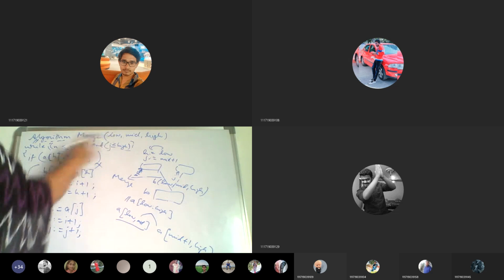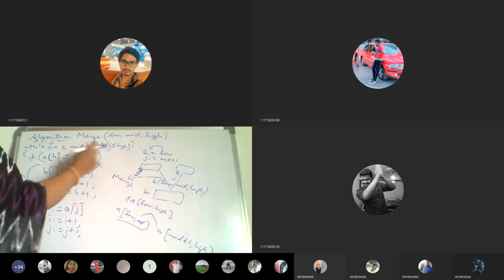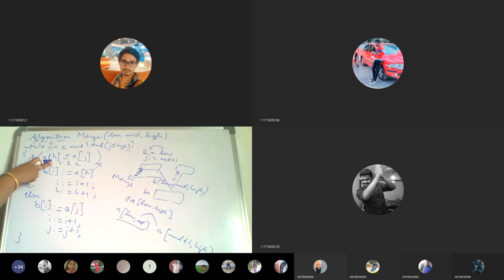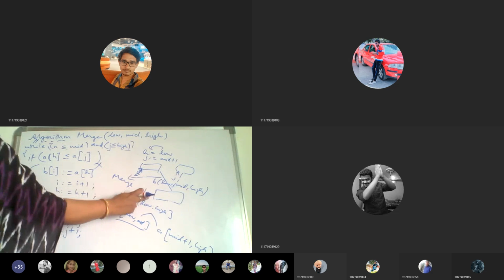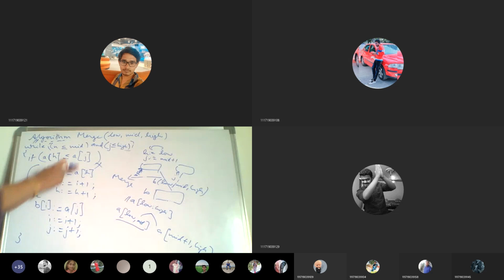So whatever we took, those assignments we have to give here, and then we are checking. H is the pointer for the first sublist, and J is the pointer for the second sublist. Whichever is smaller, that smaller value will be assigned to the output array. If this satisfies, the smallest element will be assigned to the output array and their pointers will be incremented. Or else, this will become smaller, so that will be assigned to B and their pointers will be incremented.